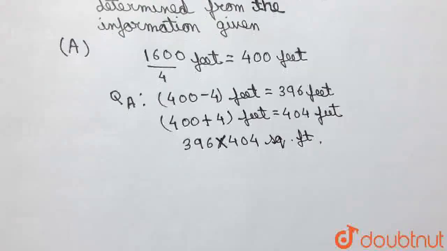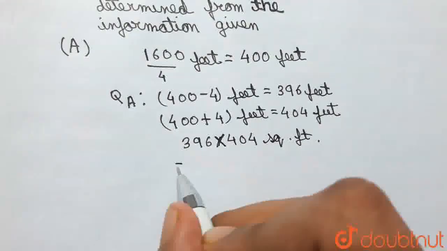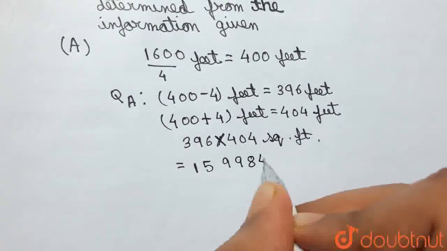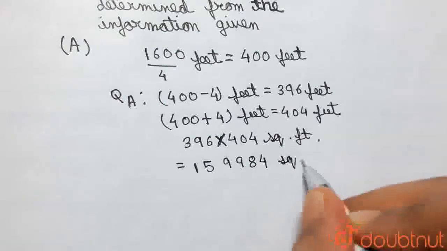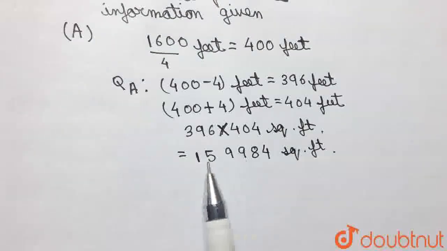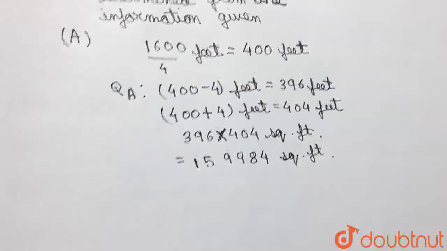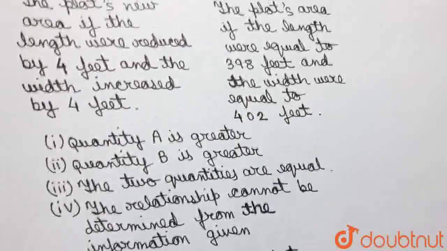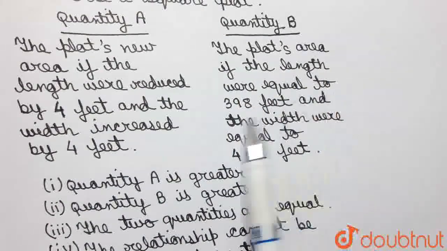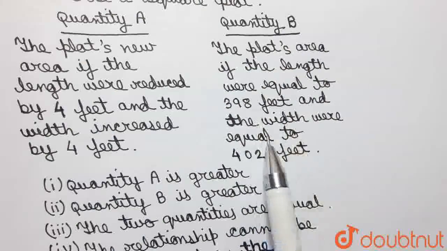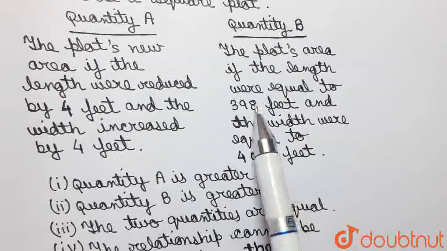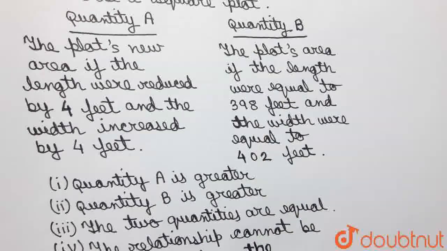And 396 into 404, when calculated using a calculator, comes out to be 159984 square feet. So the numeric value of quantity A is 159984. Now we move on to quantity B. Quantity B states the plot's area if the length were equal to 398 feet and the width equal to 402 feet. So, the area in this case will be given as the product of 398 and 402 in square feet.